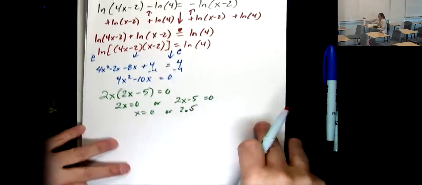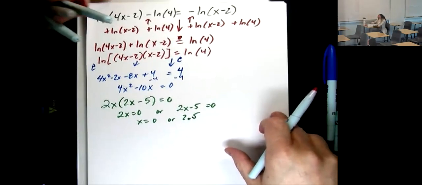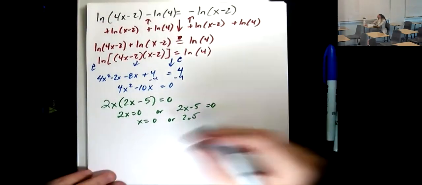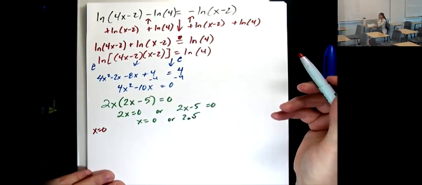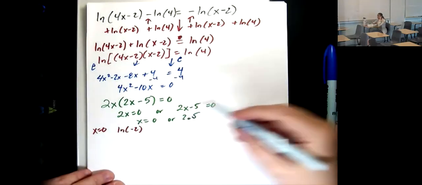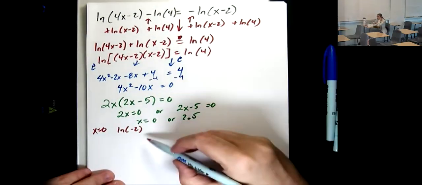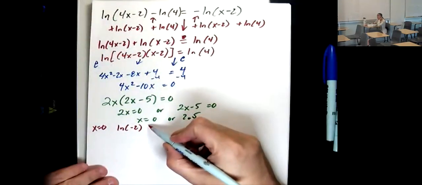Again, we did some stuff that changed it around, so we should go back and check. If I do 0, a couple of those things are negative. I get ln of negative 2 on a couple of them. Which means as soon as I do the first one and I see I get a negative, I don't even need to write out the rest. No.